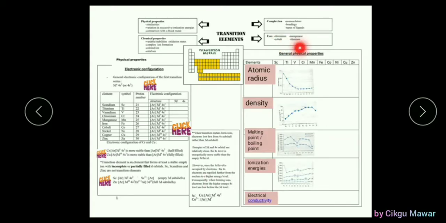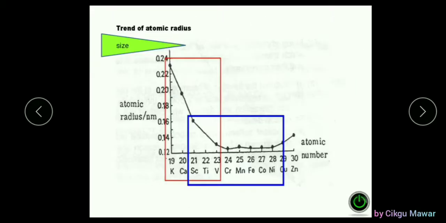Okay, now let's see the general physical properties of transition elements. In general properties, I will explain atomic radius, density, melting point and boiling point, ionization energy, and electrical conductivity. We take a look at the atomic radius first. So now is the trend of atomic radius. Refer to the graph.